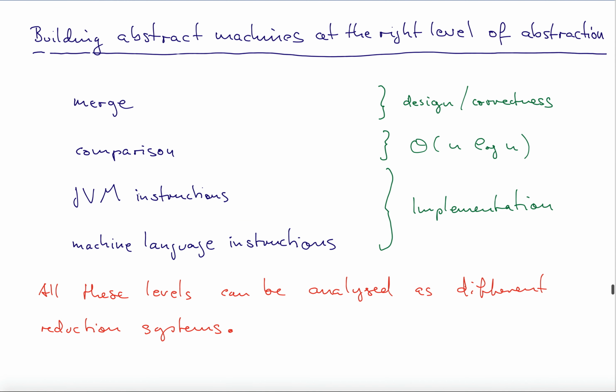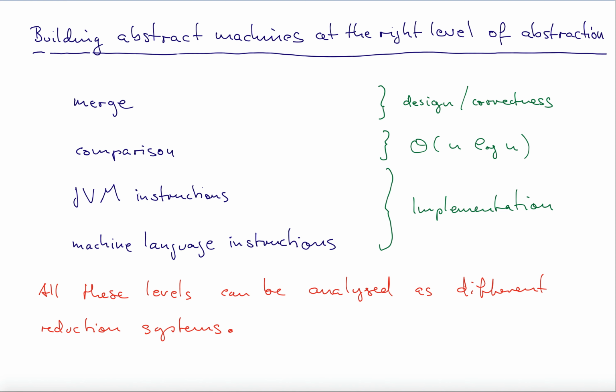Okay, so before we go there, let's just quickly talk about different levels of abstraction. So the heading here is building abstract machines at the right level of abstraction. And let's look at what we have here. So should we start at the top or should we start at the bottom? Both make sense. So let's start at the top maybe here.